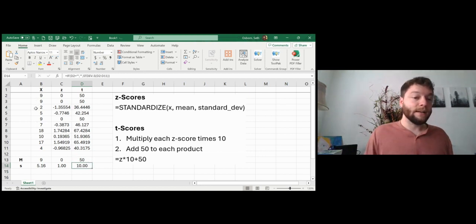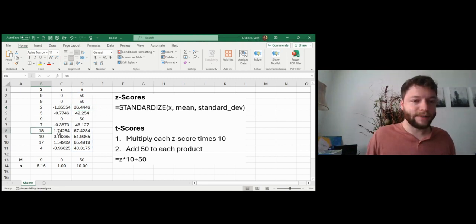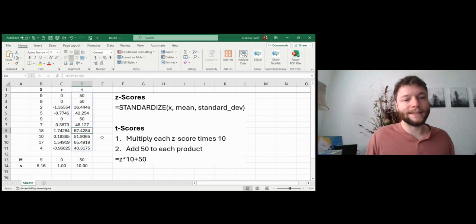As promised, the smallest number remains the smallest, no matter whether it's in raw form or a z-score or a t-score. It remains the lowest value because these transformations aren't changing anything like that. And the highest value is the highest no matter whether it's a raw score, a z-score, or a t-score. So that's pretty easy to do.